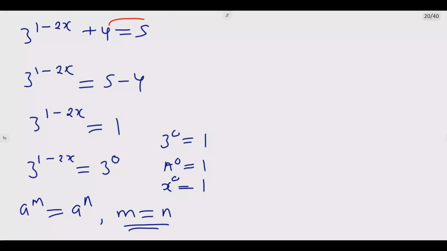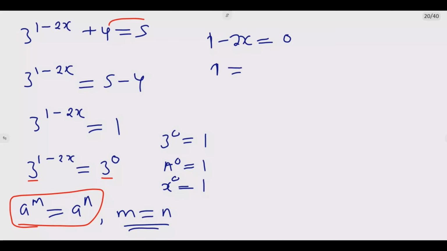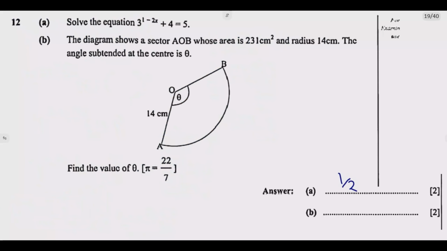So based on that, because this is 3, this is 3, which is the same as this property of indices, this tells me that 1 minus 2x is equal to 0. Then for x, 1 must equal 2x. Remember, this is a negative, so the moment it crosses the equal sign, it becomes a positive. Then we are looking for x, we divide by 2, so this one and this one cancel. So x is equal to half. So the value of x is half. Once you do this, you are good to go, and you get the 2 marks.